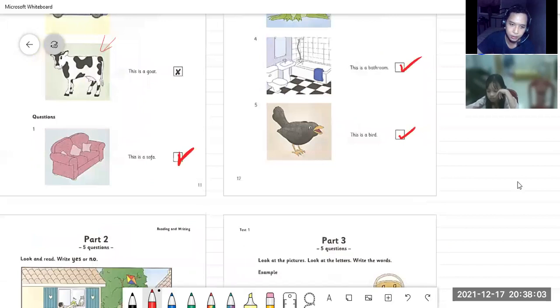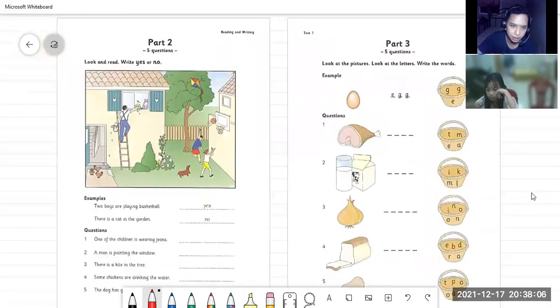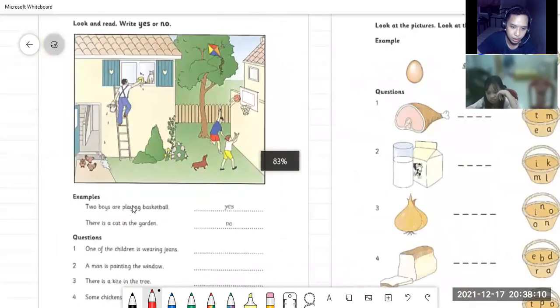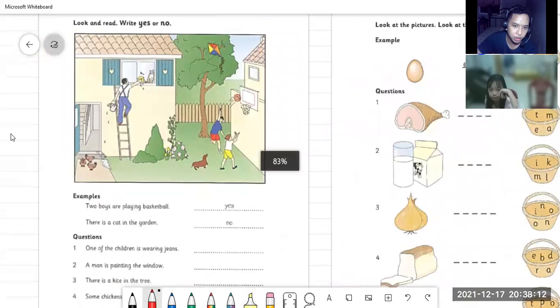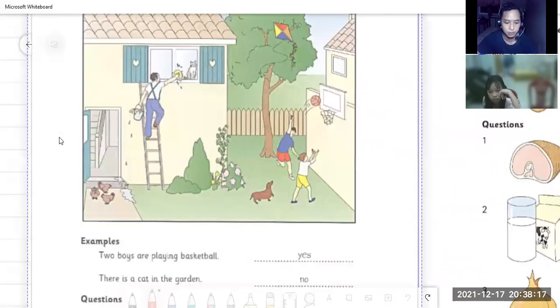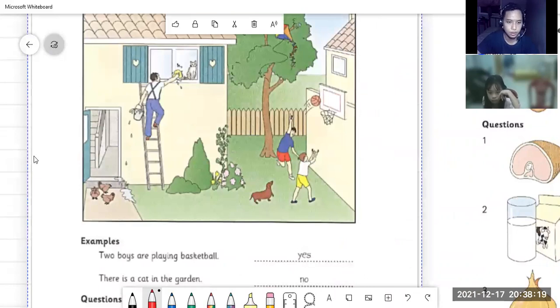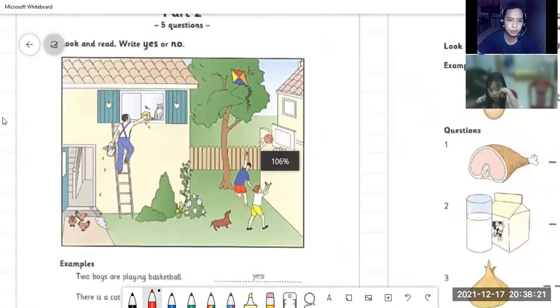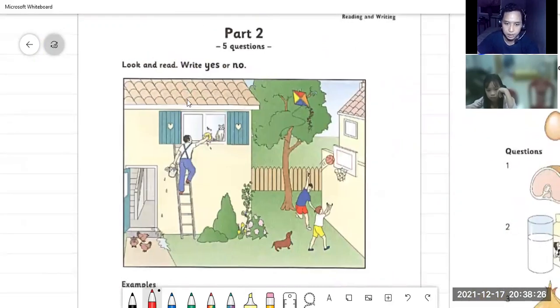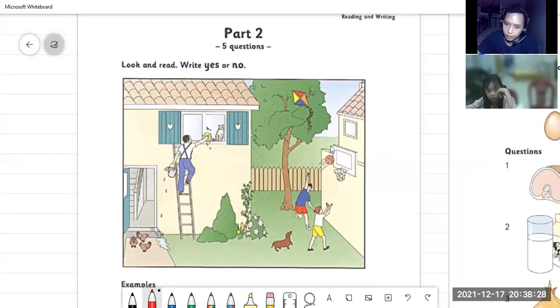Next, part two. There are five questions. Look and read, write yes or no. Okay. Can you see the picture? What can you see in the picture? What can you see here? What can you see in the picture? Is there a house?